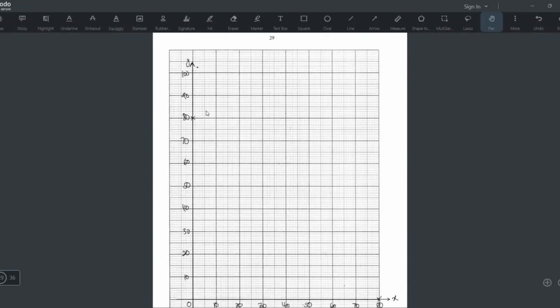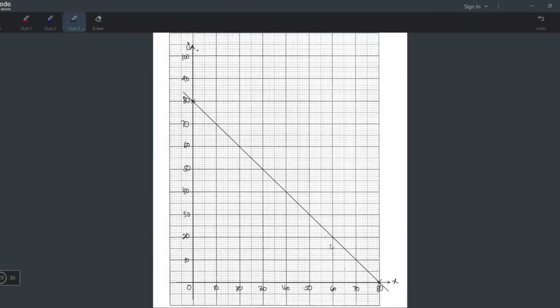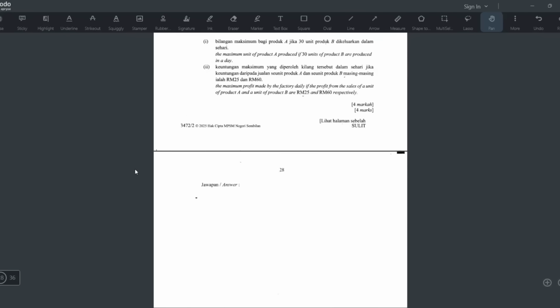So you have to check also. Sometimes it's a dash line, especially for Mathematics. In Mathematics, they like to ask for dash lines. In Additional Mathematics, most of it is solid lines. Alright, so for this question, all three lines are solid lines. Okay, so after drawing, write the equation x plus y equals 80. Let's write it up here.